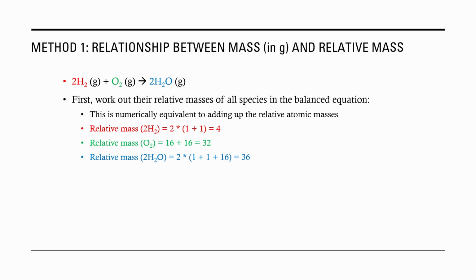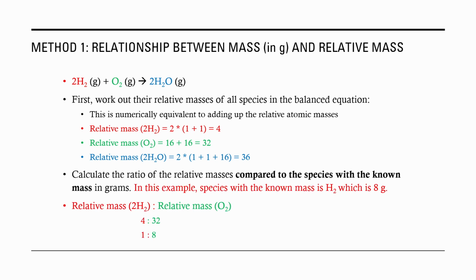Now that we have the relative masses, we can calculate the ratio of these masses, and we want this ratio to be compared to the species with the known mass. In this specific example, the species with the known mass is H2, which is 8 grams. Taking oxygen as an example, we will compare its relative mass of 32 to the relative mass of hydrogen in this equation, which is 4. 4 to 32 is equivalent to 1 to 8.